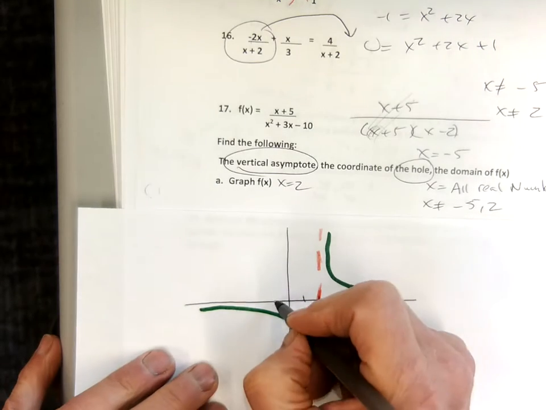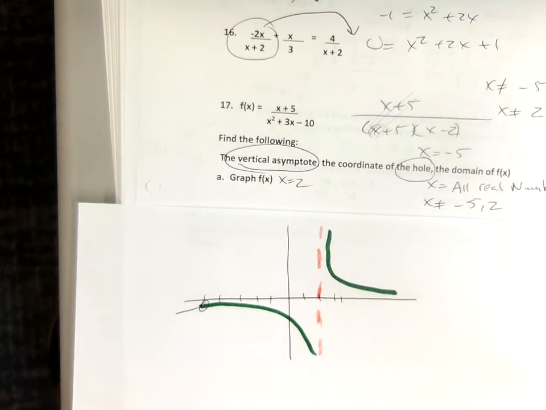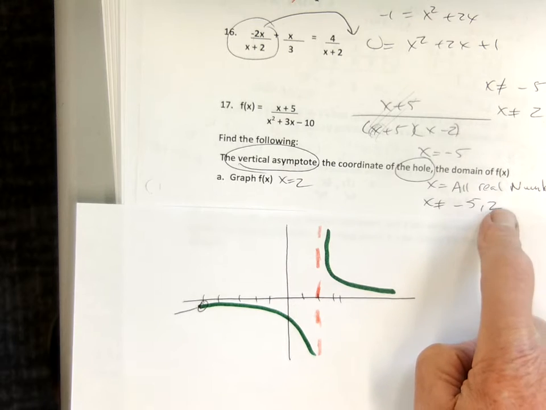At 1, 2, 3, 4, 5. So I have a hole there. You can't see it. Anyway, that's all I need from you for the graph, okay? But I definitely need the domain for sure, okay?